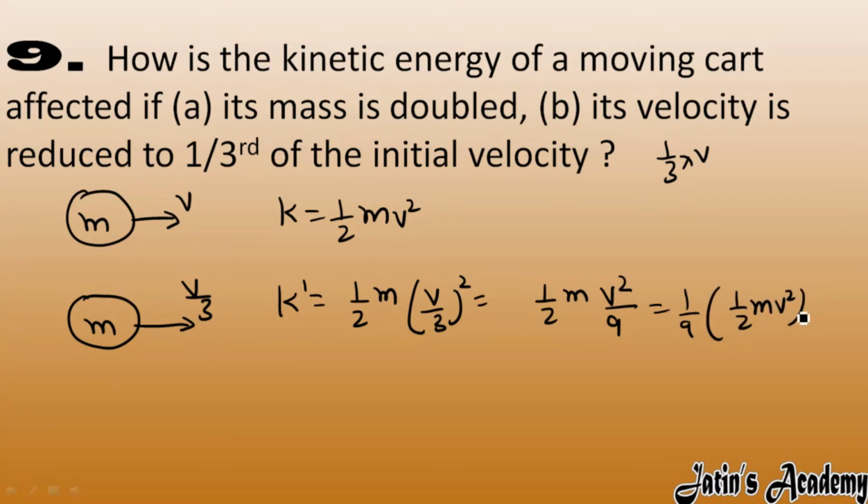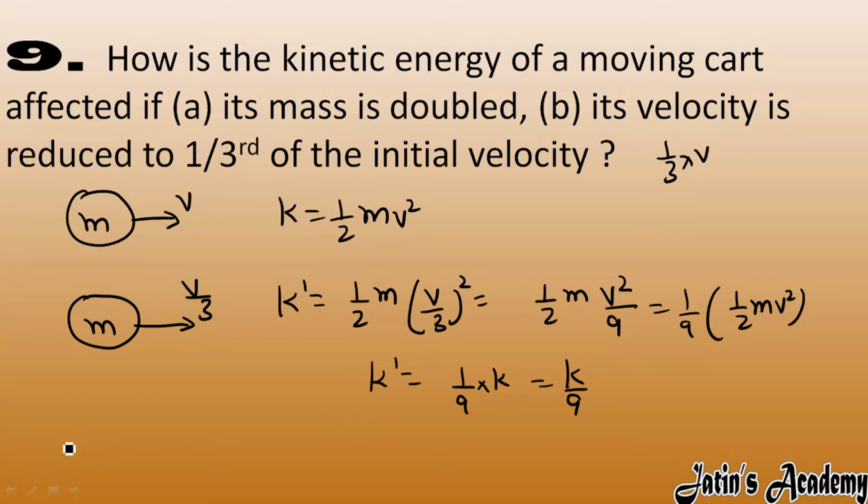Half m v square, we have taken it as 1 by 9 into k. Okay, that is k by 9. So here actually kinetic energy decreases. In that part kinetic energy increases. Here kinetic energy will decrease.